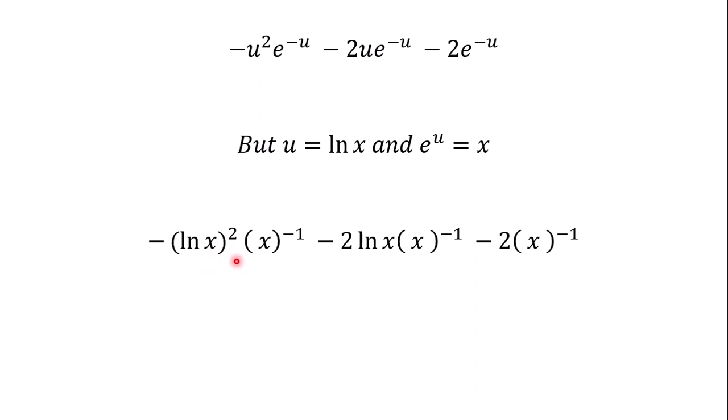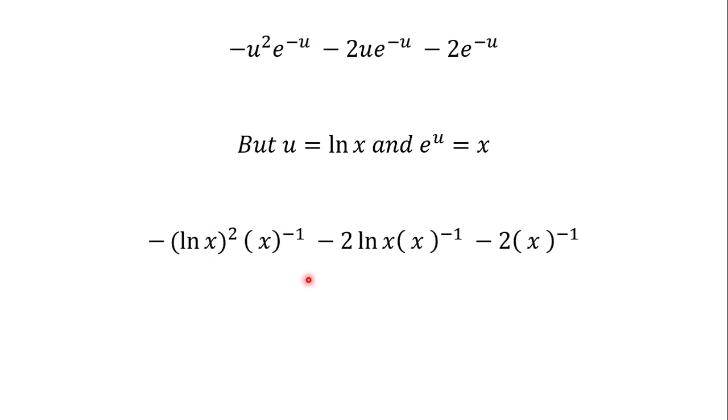Okay, so here we've gotten, after replacing them, (natural log of x) all squared multiplied by (x) raised to the power minus 1. And remember I said this e to the power minus u can be written as (e to the power u) raised to the power minus 1, and that is this one. And we know that e to the power u is what? x. And so that is how come we had this. Okay, so here let's simplify.